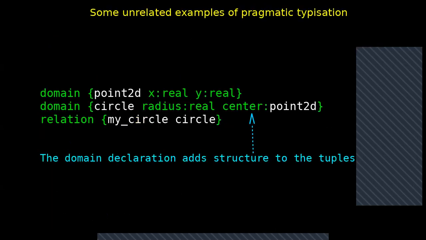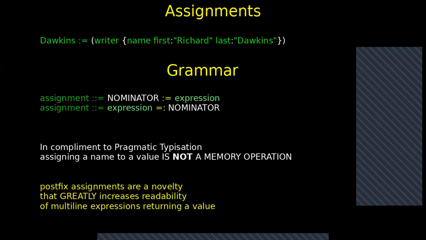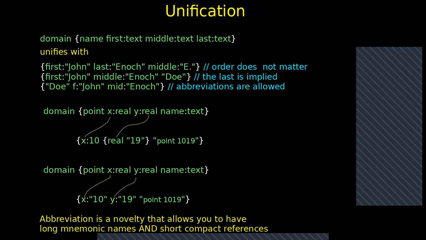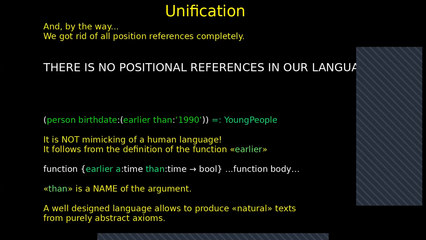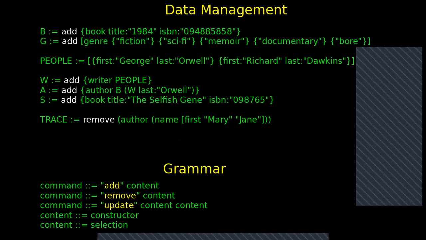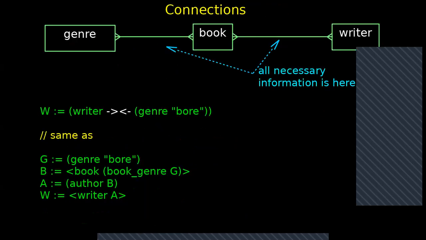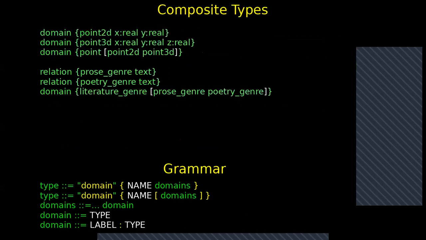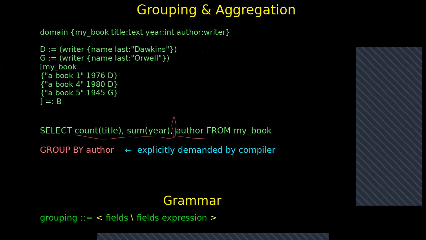So what else would be appropriate to mention in such a brief summary? Yes, our language is absolutely opposite to SQL. It is based on unifications, such as in Prolog, for example, but greatly enhanced by comparison with Prolog. It is based on sets of tuples, and we get rid of positional references. We don't have any positional references at all. Still, we manipulate with tuples.